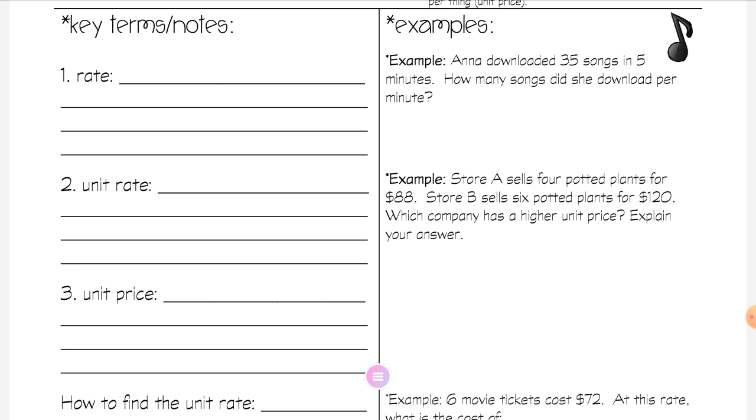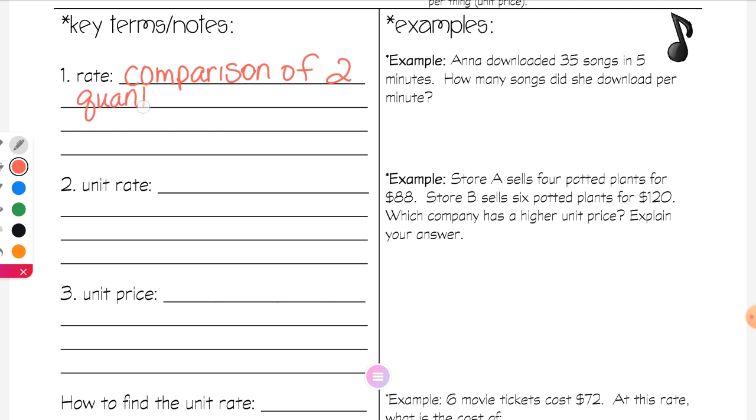A rate is just a comparison of two quantities. A comparison of two quantities is a rate. So I go 76 miles in 2 hours. That's a rate. It's comparing how many miles I go to how many hours I am going. What is a quantity? I think Tatum asked that the other day.